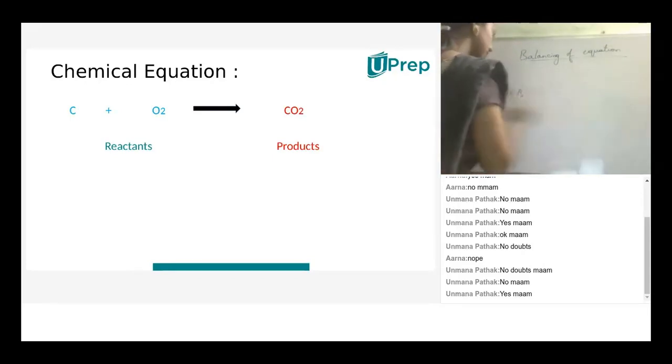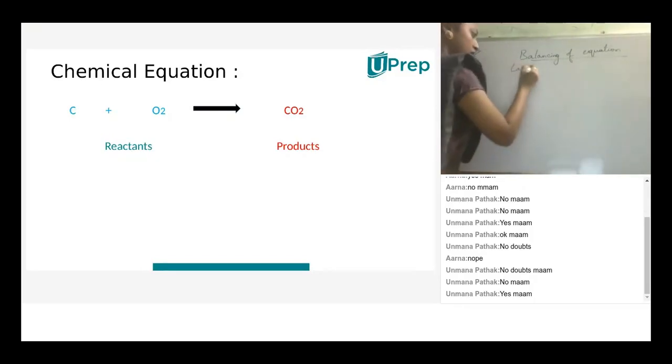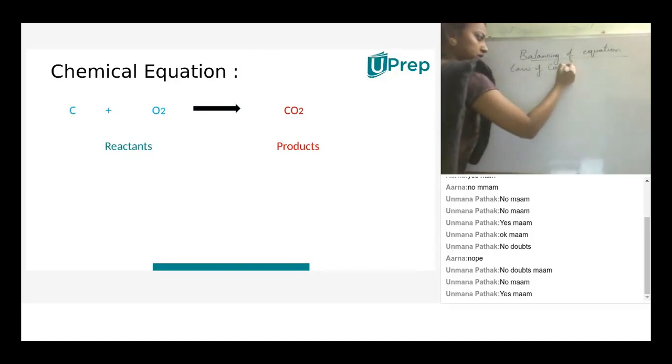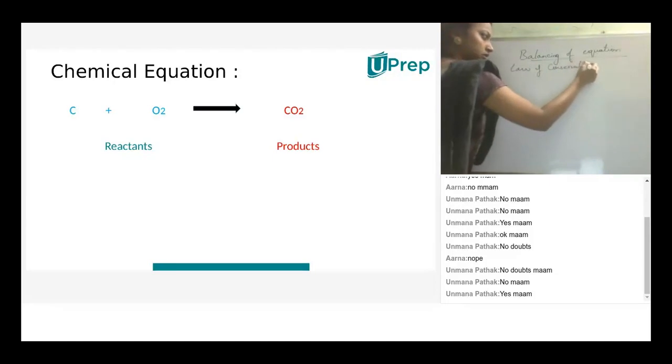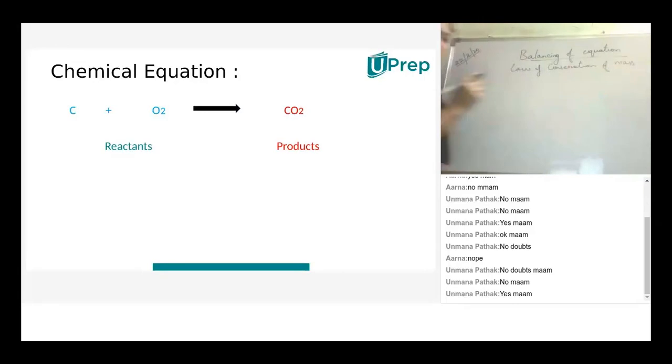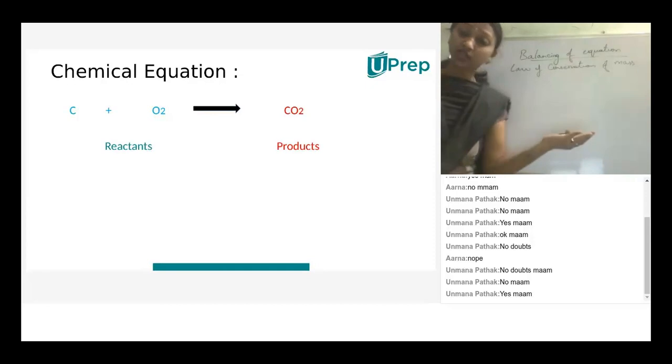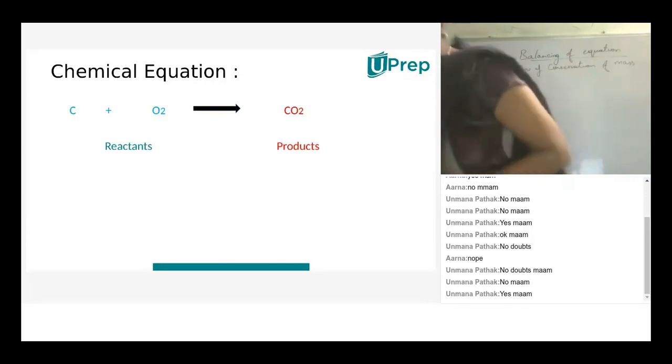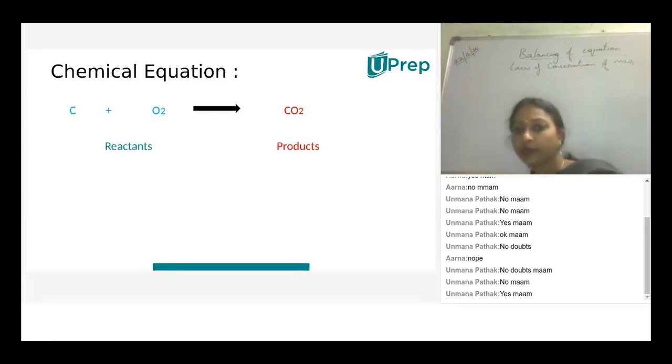What do you mean by balancing of equation? According to the law of conservation of mass, if you want to write the complete balanced equation, we need to balance it. That means if you want to balance the equation, the reactants should always equal the products.